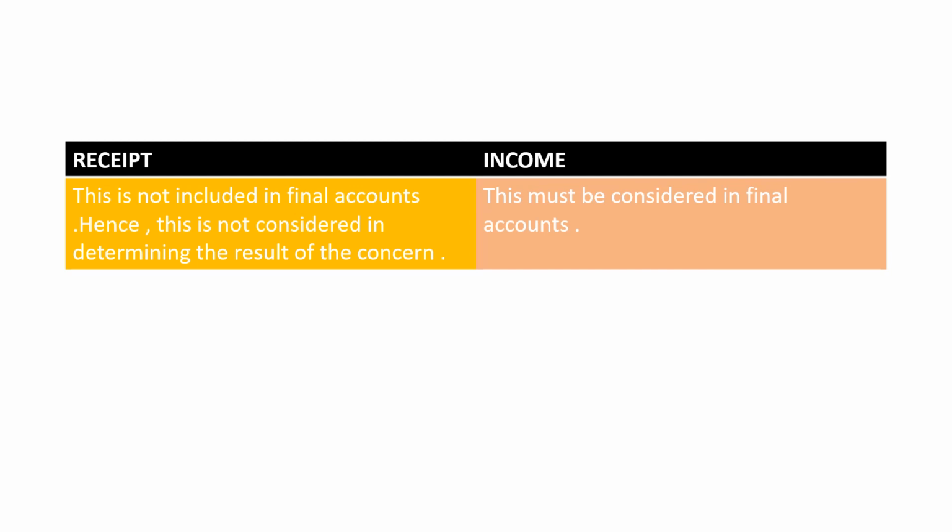Next point. Receipt is not included in the final accounts. Hence, it is not considered in determining the result of the concern. So when we make the final account statement, we do not consider receipt. But when we make final accounts, we have to consider the term income.